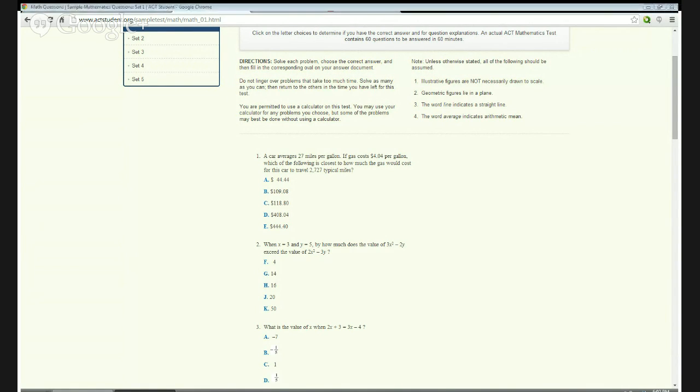But that was a two-step problem, okay? First, we want to divide. We want to find out how many gallons we're going to use. And then the next step is how much is that going to cost us?